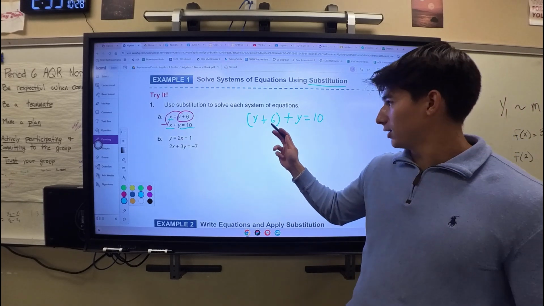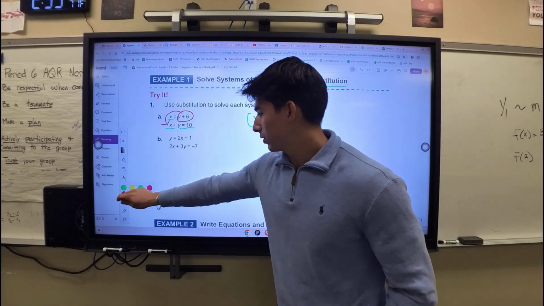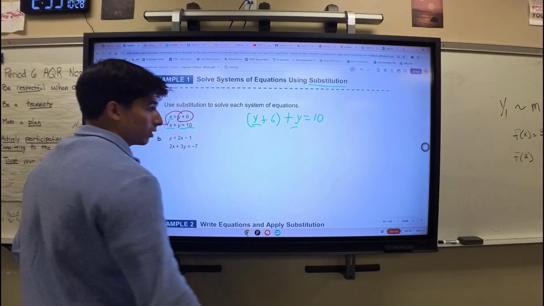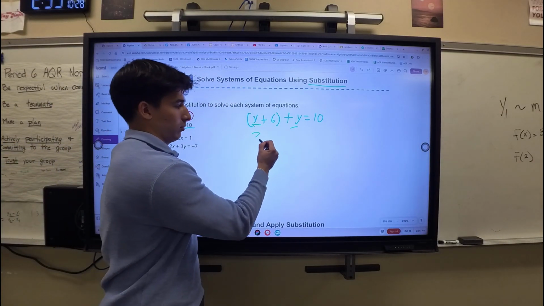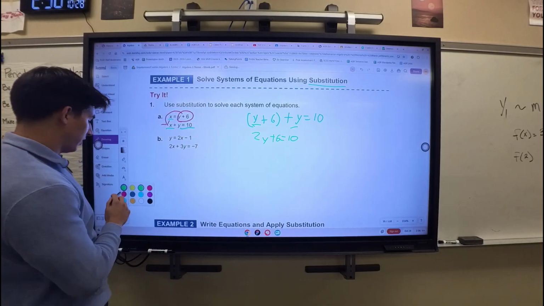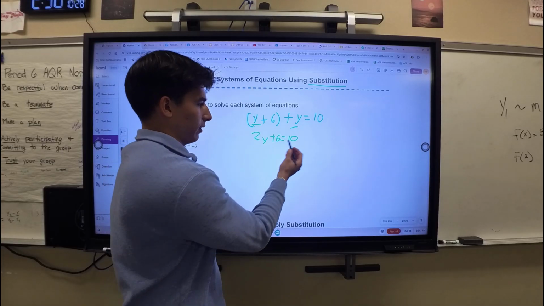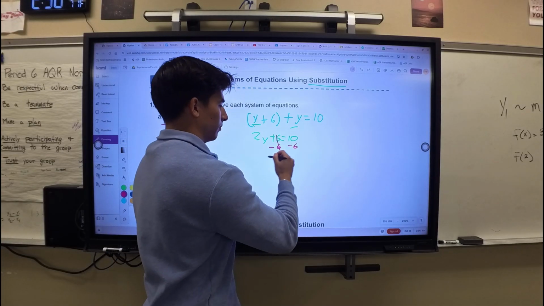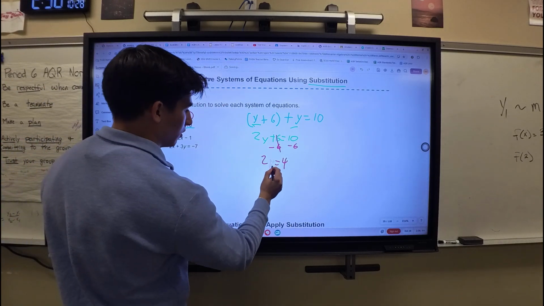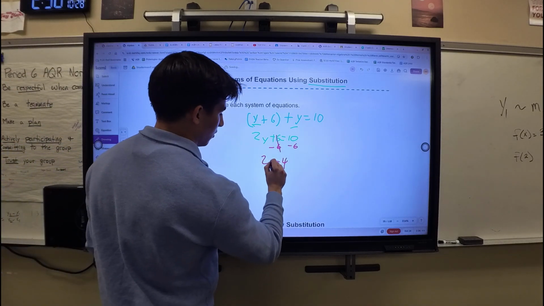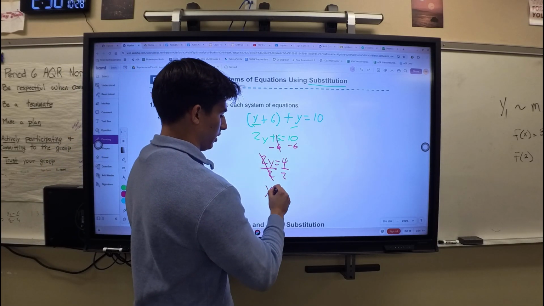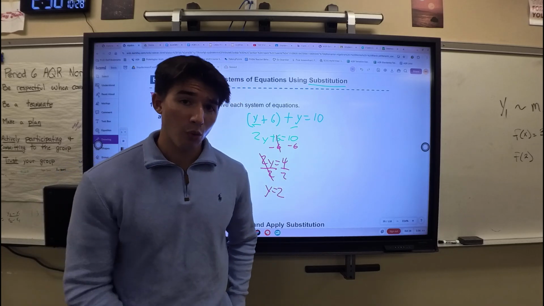Now for solving this, all we're going to do is combine our like terms, which is y plus y. So we end up with 2y. The 6 stays the same. Equals 10 stays the same. Now, this is just a two-step equation, which we've done a bunch of. Our first step, subtract 6. 2y stays the same, equals 4. So now we divide by 2. So y equals 2.